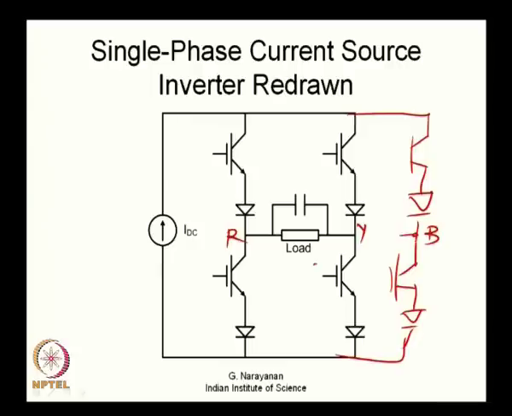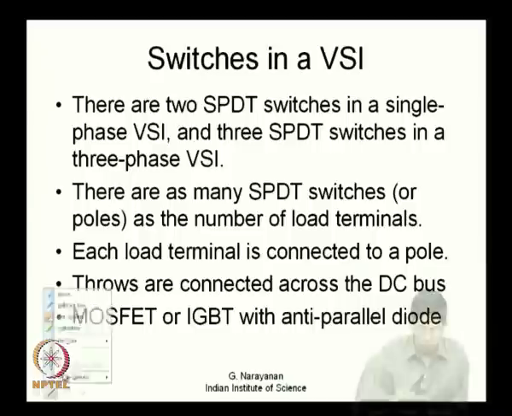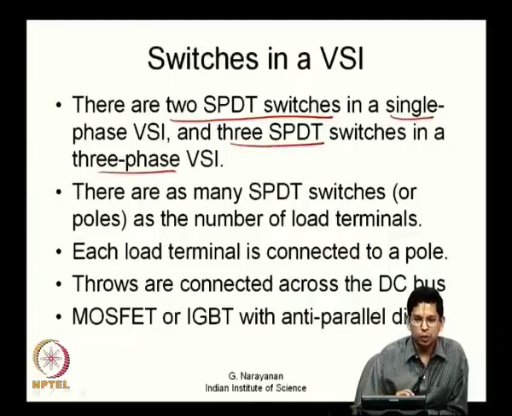So, what we have seen is how a voltage source inverter looks like and how a current source inverter looks like. We have tried to derive this starting from our understanding of buck converter now. So, some points are made here. How are the switches connected in a voltage source inverter? There are some observations we are summarizing. There are 2 single pole double throw switches in a single phase inverter. In a 3 phase inverter, you have 3 single pole double throw switches.